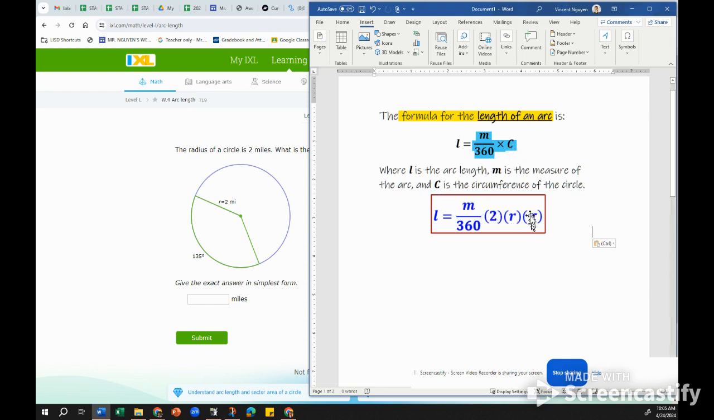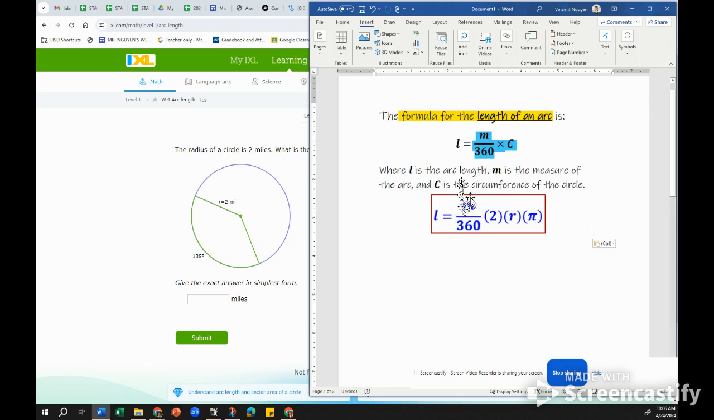So the circumference, if you remember, is 2 pi r, but in this formula, I put the pi at the end. I don't know why the formula is 2 pi r. It should be 2 r pi. But I didn't make the rule. Anyway, I put pi at the end so that you guys can see that sometimes we keep the pi in our answer, like in these examples that we're going to do.